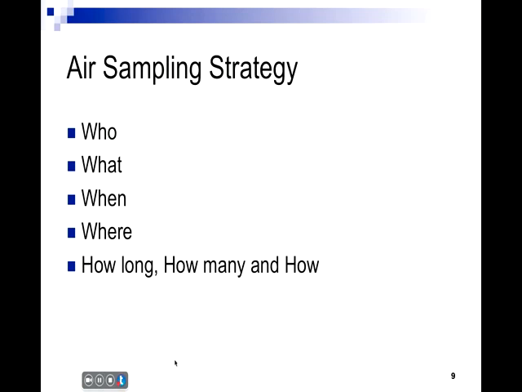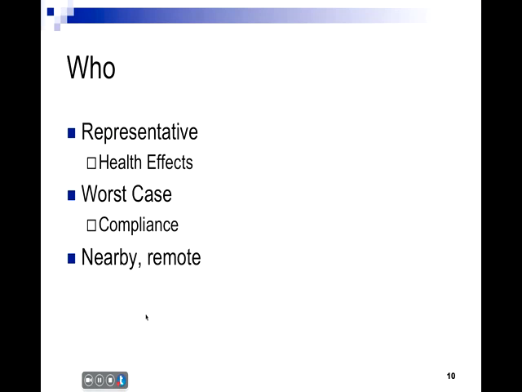So you need to sort of ask questions on who you want to sample, what you want to sample, when you want to sample, where you want to do the sampling, and how long and how many samples you need to take. And let's go through some of those things. Who do you want to sample? Well, the answer is that it depends. If you want to know what the average exposure is going to be in a facility representative for health effects, you might want to pick random people at different parts of a facility to get an idea of what most people are going to be exposed to.